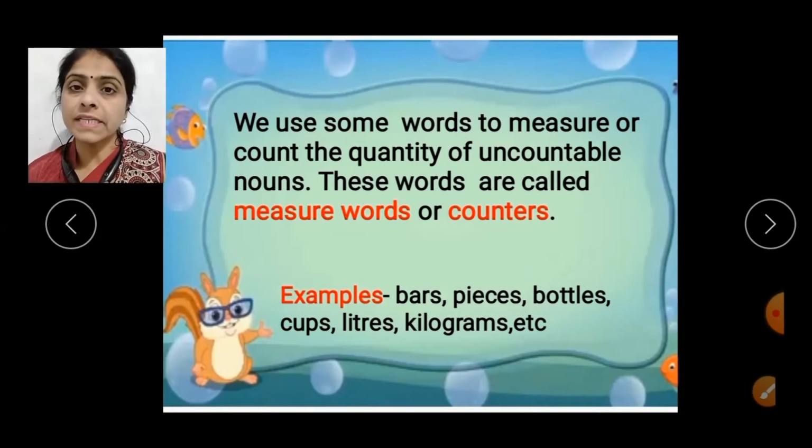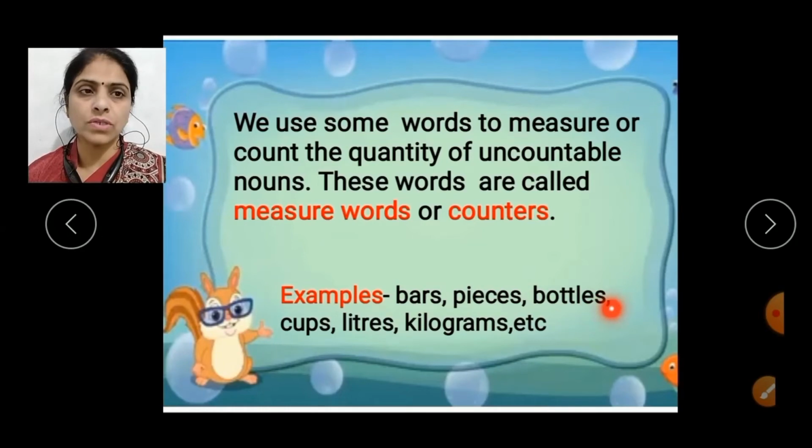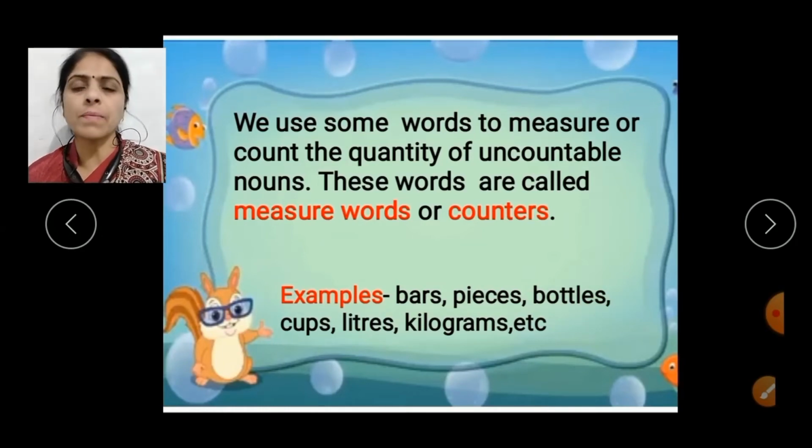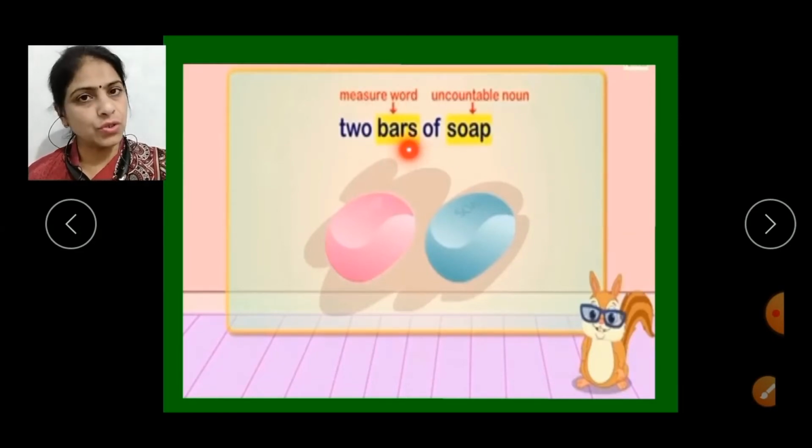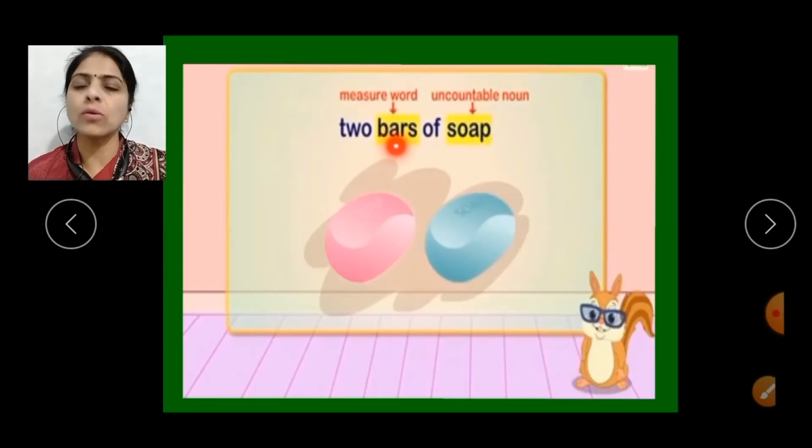Here, one thing is to be noticed: these measure words or counters are countable nouns. We can put a number before them. Now let's have some examples to understand them more clearly. The first example is 2 bars of soap. Soap is an uncountable noun, and to represent the quantity of soap, the measure word bar is used. Bar is a countable noun.